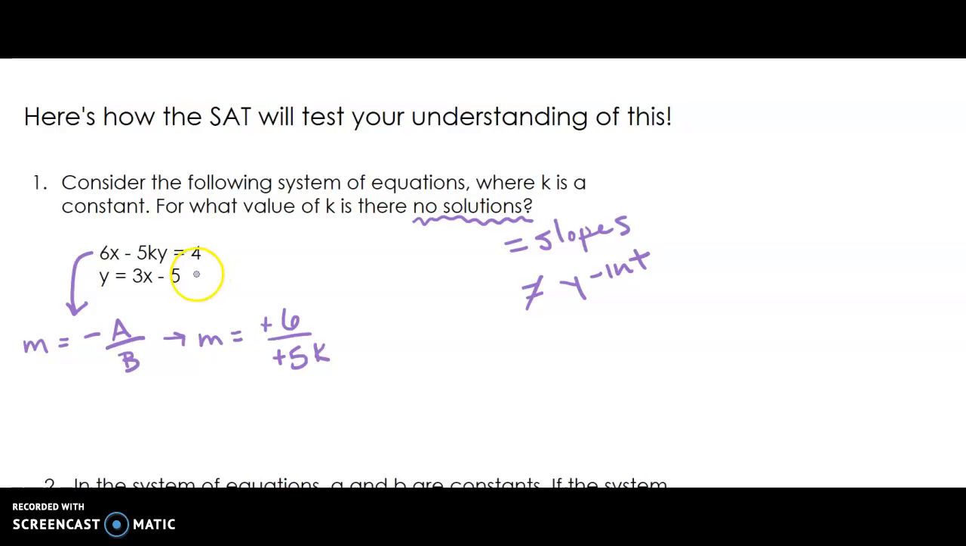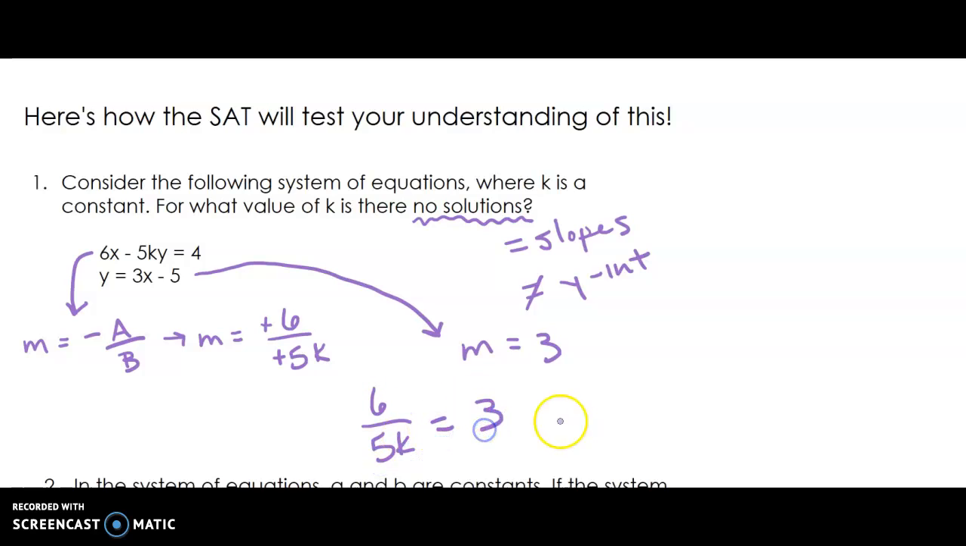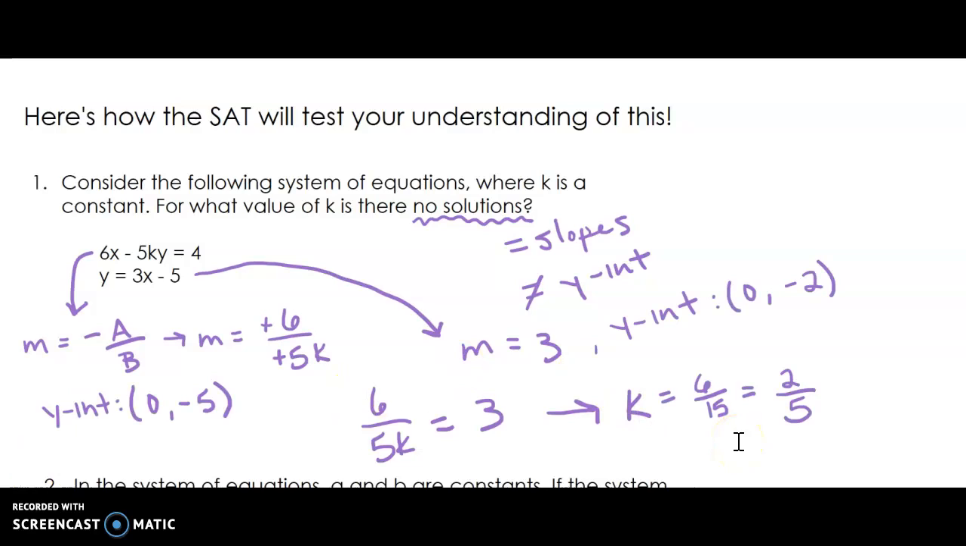Now the second equation is going to be a little bit easier because it's in slope-intercept form, and so we know that our slope is equal to 3. Again, for a system with no solutions, we need these slopes to be the same, and so we're going to set 6 over 5k equal to 3 and solve for k. When I solve for k, I got it equal to 2/5.